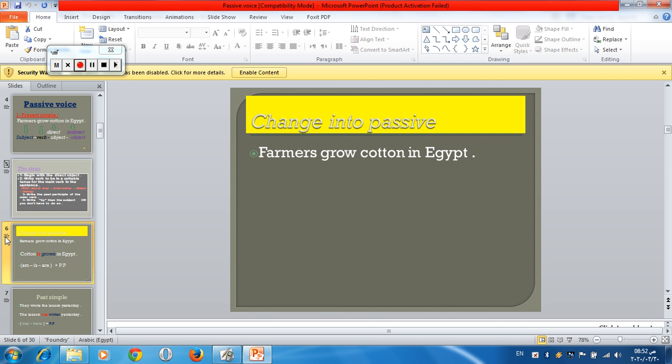Change into passive: Farmers grow cotton in Egypt. You will start with the direct object, cotton. Good, Muhammad. Then you have to write is. Excellent, Yasin, because it's present simple. After that, grown. Then the rest of the sentence, in Egypt. You don't need to use by farmers. You can use it, of course, but you don't need to. So, cotton is grown in Egypt. What's our rule? Use am, is, or are plus the past participle. Excellent.